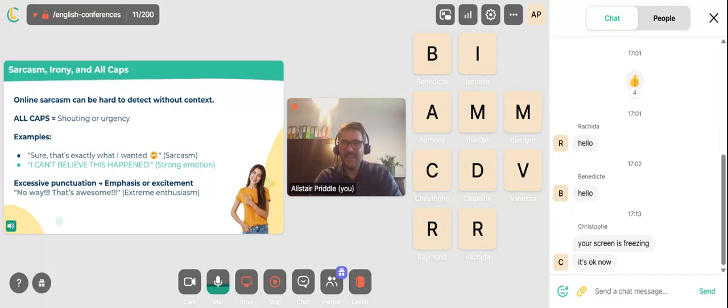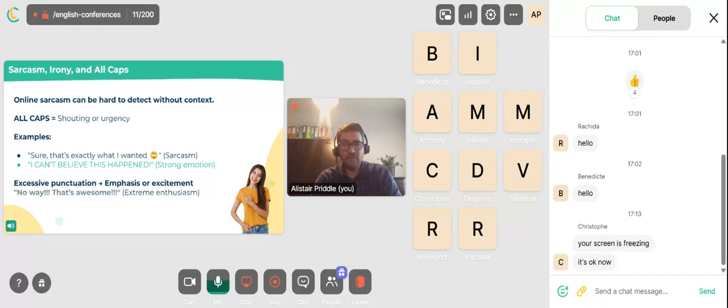Okay. So sarcasm, irony, and all caps. Online sarcasm can be hard to detect without context. All caps equals shouting or urgency. Examples: "Sure, that's exactly what I wanted." With this face, sarcasm. "I CAN'T BELIEVE THIS HAPPENED." All caps, this is strong emotion.